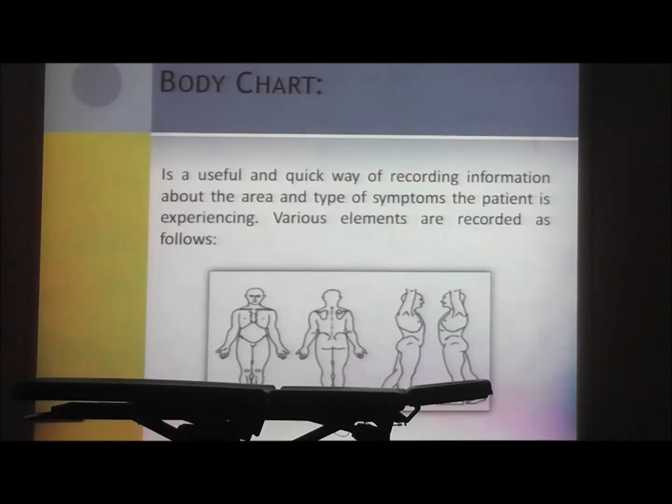Then I will go for the body chart. The body chart here is usually a useful and quick way of recording information about the area and type of the symptoms the patient is experiencing. That means that if the patient has cervical pain, I will mark the area. If he has radiated pain, I will mark this area first, then the radiated pain down here. I will call this area P1, pain number 1, and the referring area I will call P2.